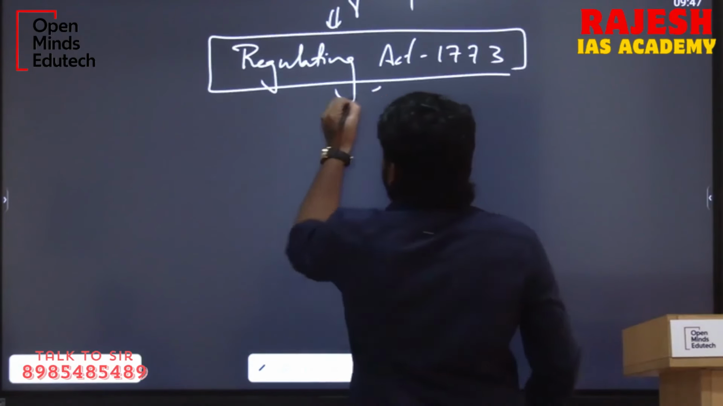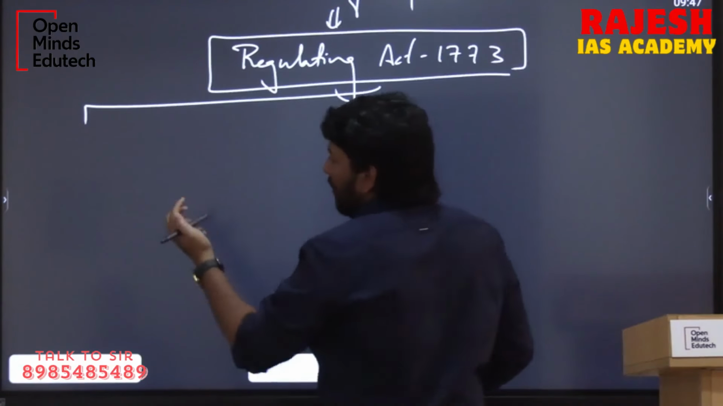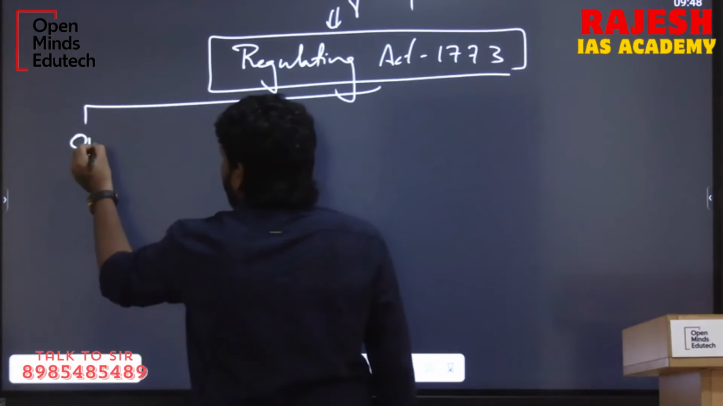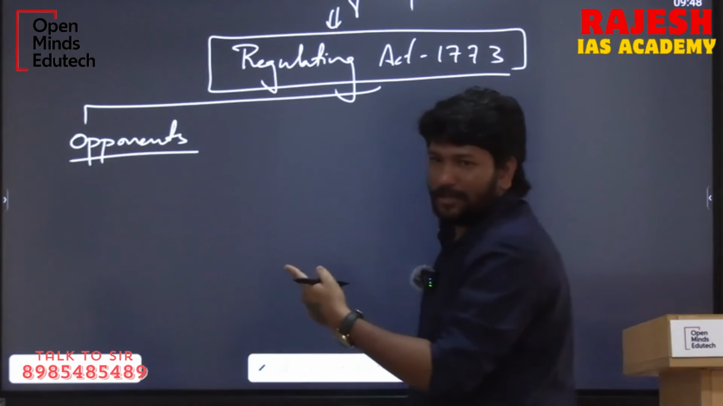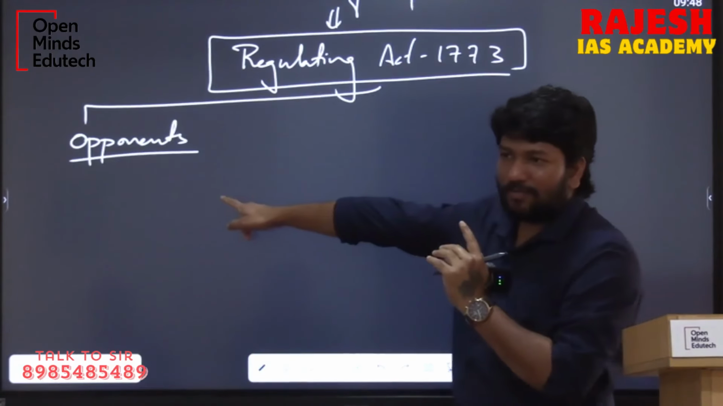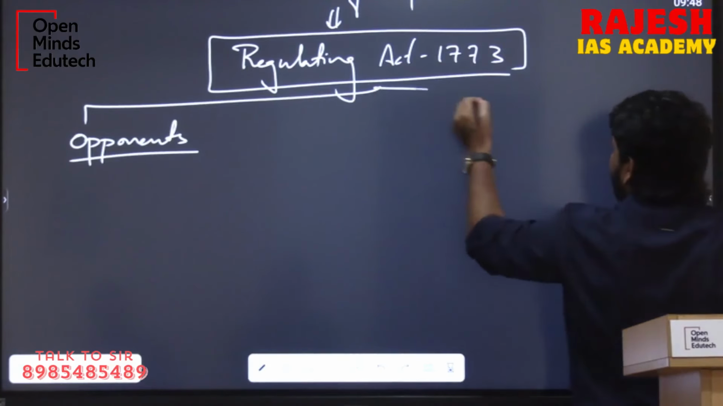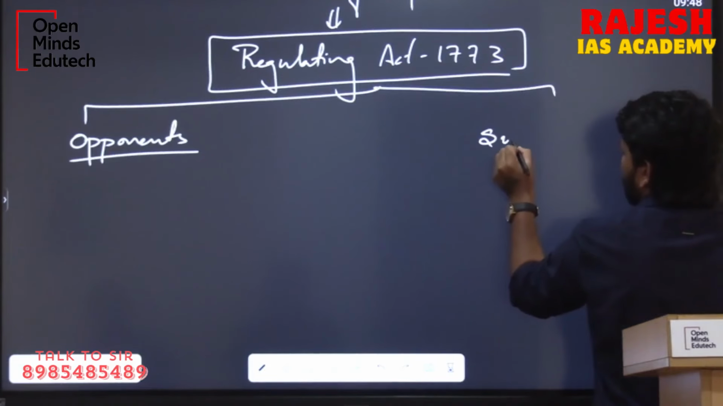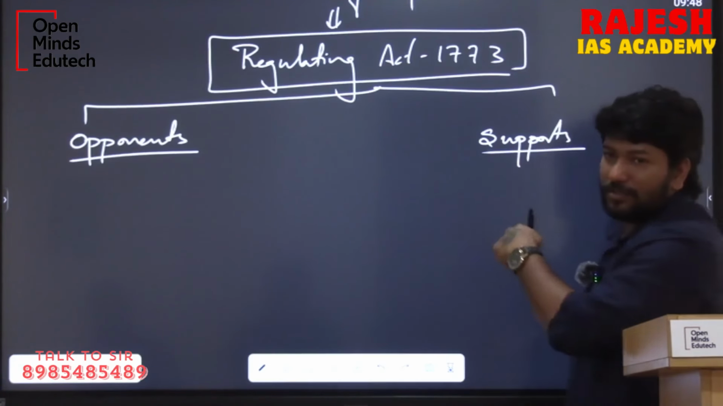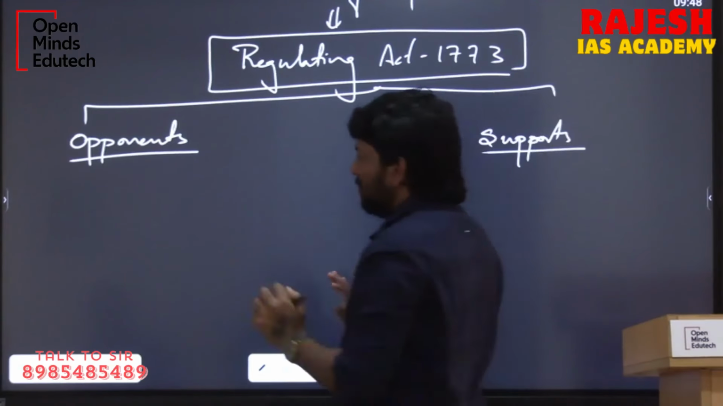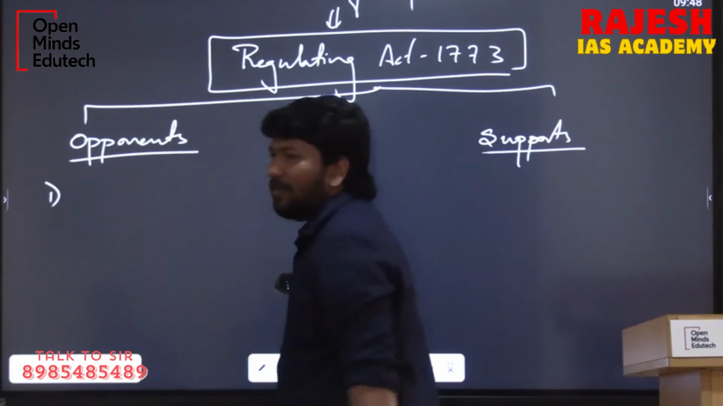So this act has a compromise. That means it has to appease whom? Opponents. So some provisions will appease whom? Opponents. Some provisions will appease supporters. But overall it tilted towards supporters. This is important.